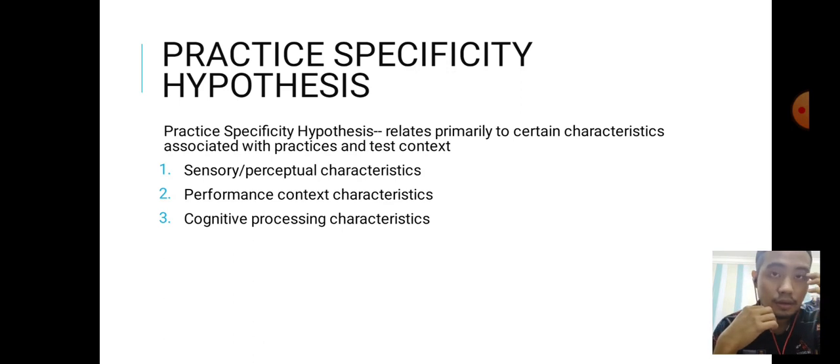Okay, what is the practice specificity hypothesis? This hypothesis relates primarily to certain characteristics associated with practice and test contexts. It has three types of characteristics: first, sensory perceptual characteristics; second, performance context characteristics; and third, cognitive processing characteristics.